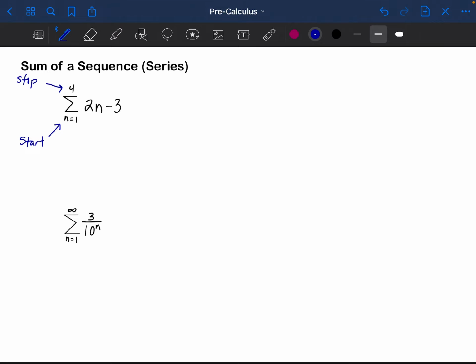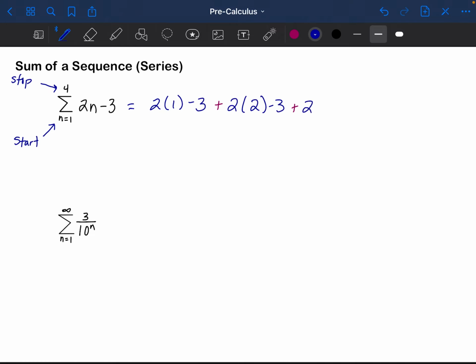So when I want to find this sum, I'm going to start with n equals 1. So 2 times 1 minus 3. And then I'm going to add that to, and just hop to the next integer value for n. Well, let's plug in 2. 2 times 2 minus 3, plus, next, 2 times 3 minus 3, plus 2 times 4 minus 3. Stop. So pretty simple. Then we just have to simplify.